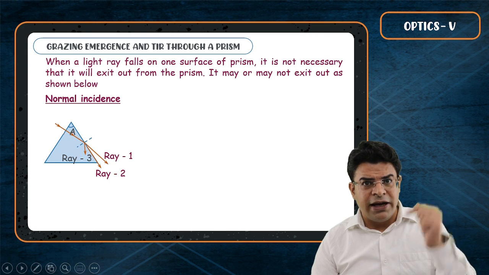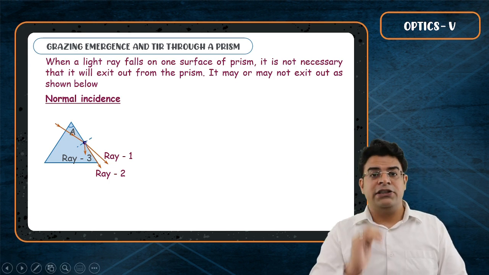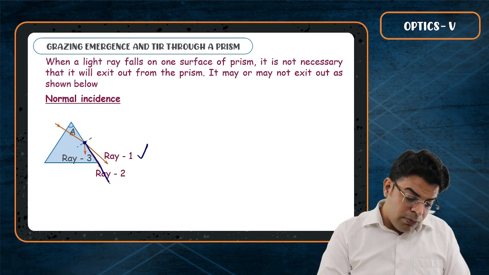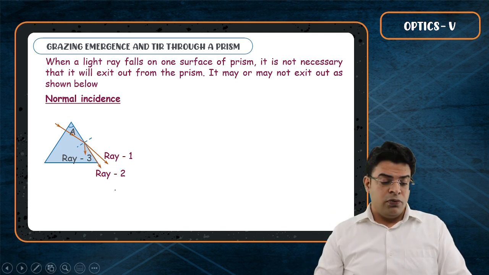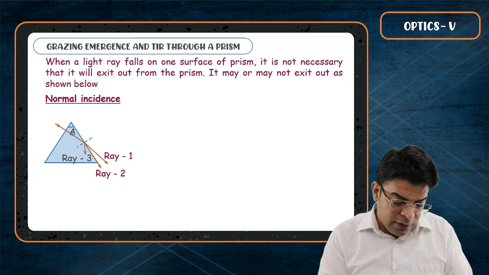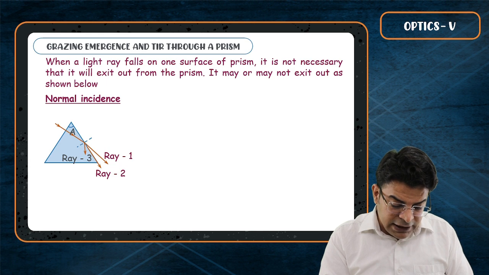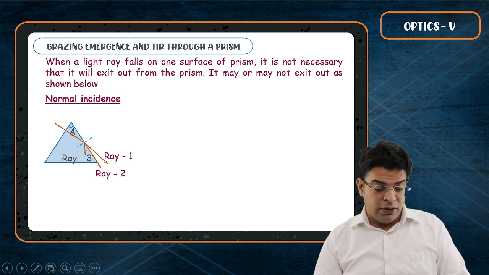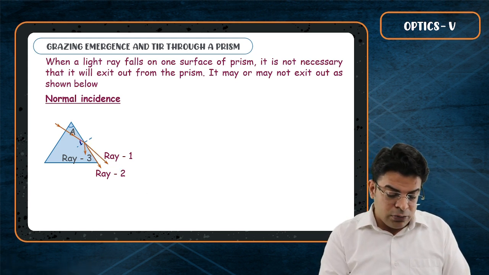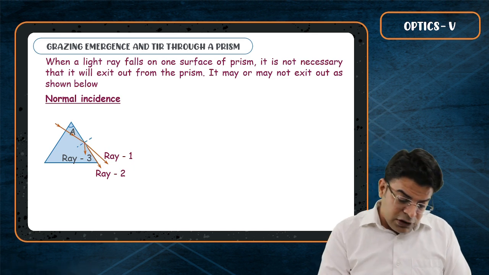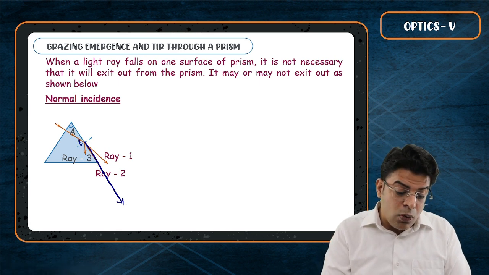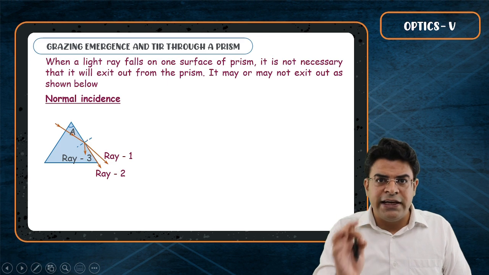Now for such a ray, when it reaches the second surface, there can be three cases. Case 1, the ray comes out. Case 2, the ray comes out but moves along the surface as it comes out. Or case 3, the ray gets reflected. For this ray to get reflected, the angle of incidence here should be greater than the critical angle. For the ray to move out in the normal fashion, this angle has to be less than the critical angle. And for this ray to move parallel to the second surface once it comes out, this angle has to be equal to the critical angle.